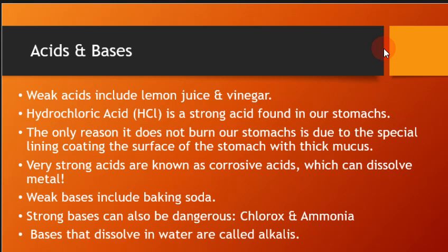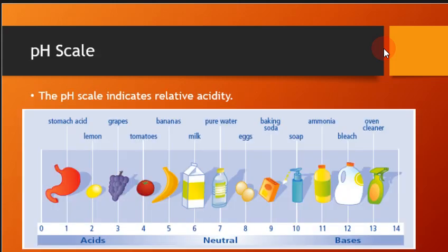Acids and bases are opposite of each other. In fact, when we react acids with bases, it's called neutralizing them. We're going to do that today. We have something called the pH scale. It indicates relative acidity. I'm going to play a video for you. Let's just watch the video.